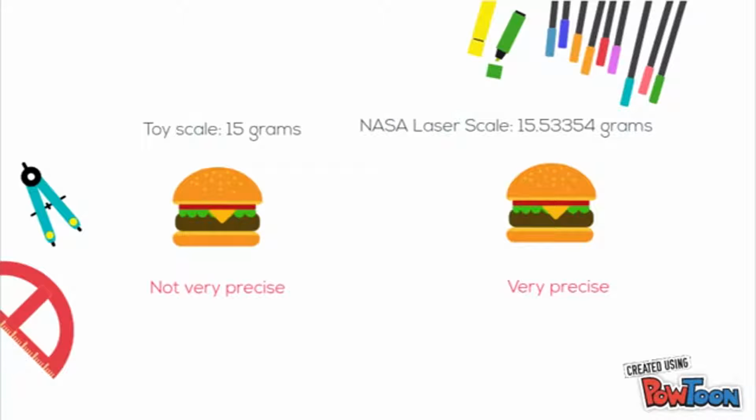Let's say I wanted to find the mass of these two burgers. To find a more specific answer, I used the NASA laser scale, which came out to 15.53354 grams. To find a less specific answer, I used the toy scale, which came out to just 15 grams.